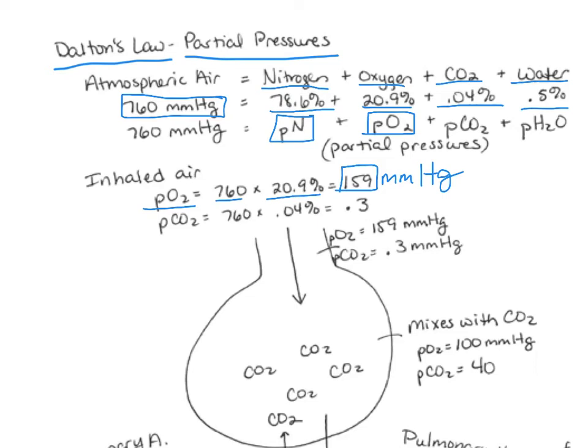That's the pressure of oxygen as it's coming into your alveolus. Carbon dioxide, on the other hand, has a very low partial pressure, so we take 760 times 0.0004, and that gives us 0.3 millimeters of mercury.